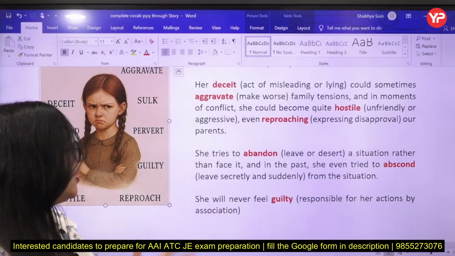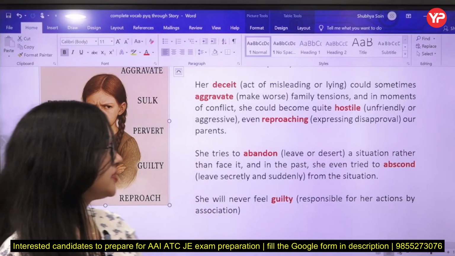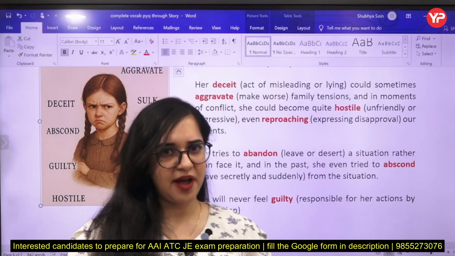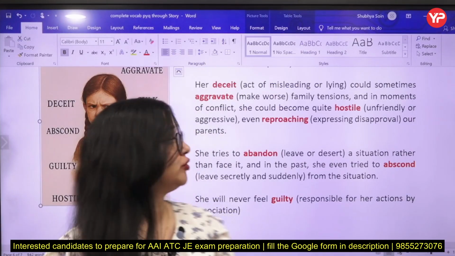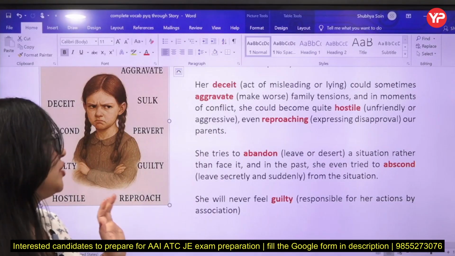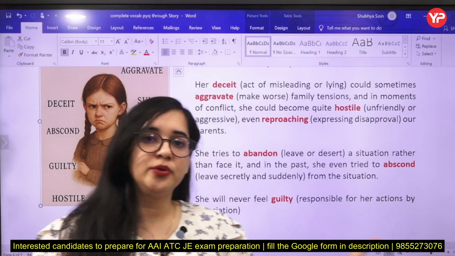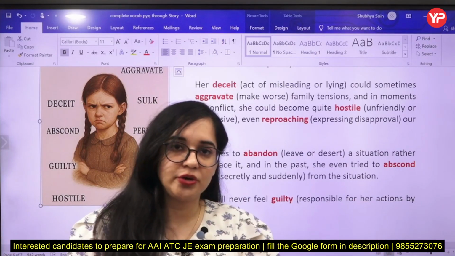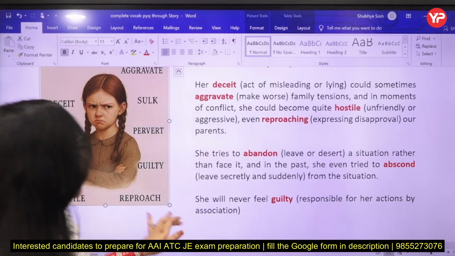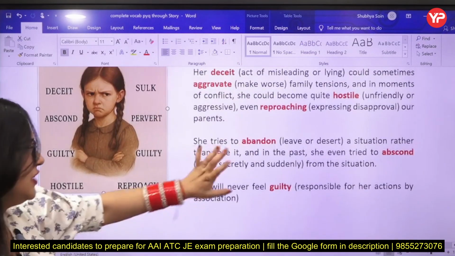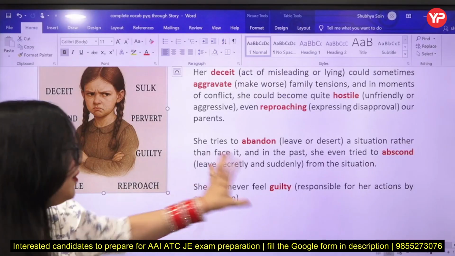And in moments of conflict, she would become quite hostile. In the moments when there is a kind of fight with one another, she becomes quite hostile. She's very unfriendly. She doesn't want to talk to anyone. Even reproaching, that is, she's expressing, no, I don't want to talk to anyone. So no one can approach her. Reproaching means she's expressing extensive disapproval. She tries to abandon. She tries to leave the situation. She never tries to face the situation.